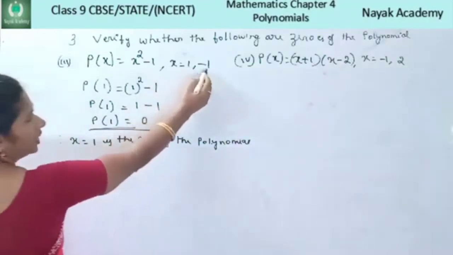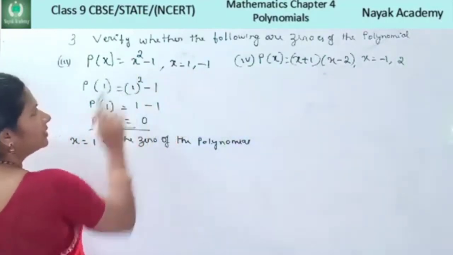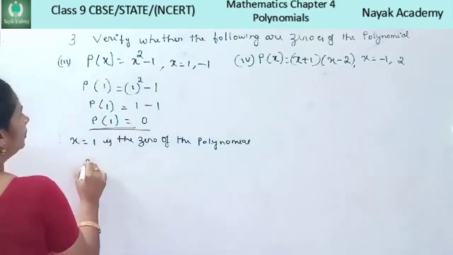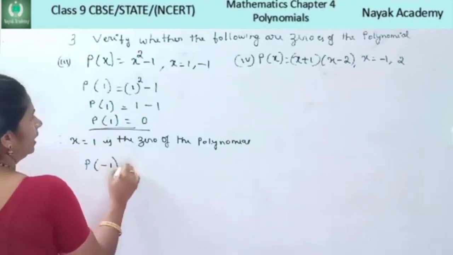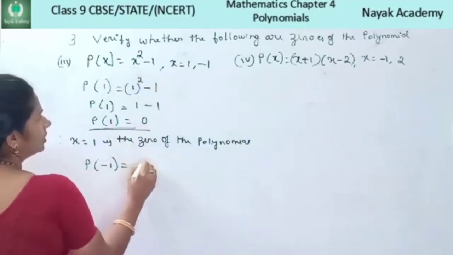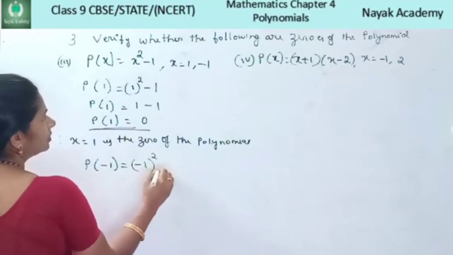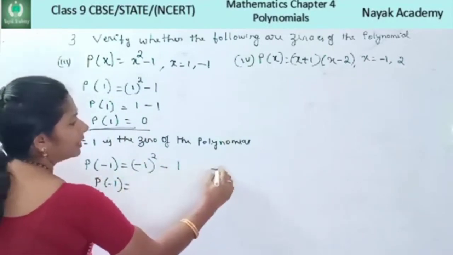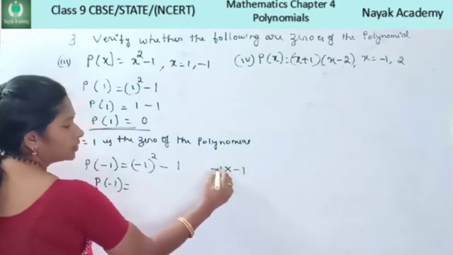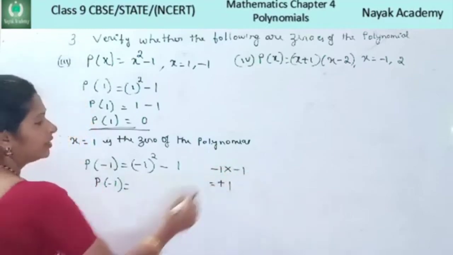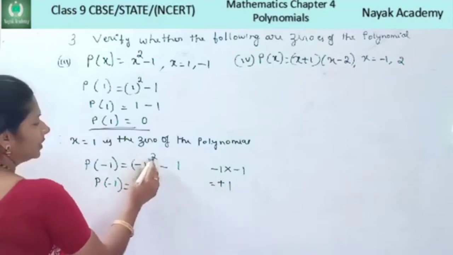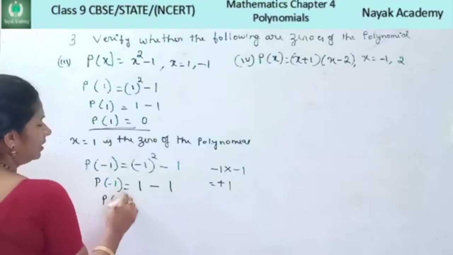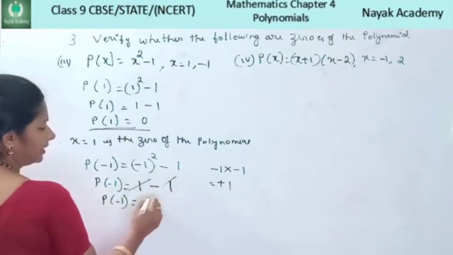Now let us check whether x is equal to minus 1 is a zero of the polynomial. P of x is equal to x square minus 1. So what we need to do, children? P of minus 1 value is, in place of x you substitute the value as minus 1: minus 1 whole square minus 1. Minus 1 whole square value is plus 1, minus 1. So P of minus 1 value is plus 1 minus 1, which get cancelled.